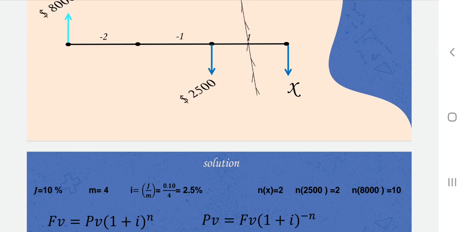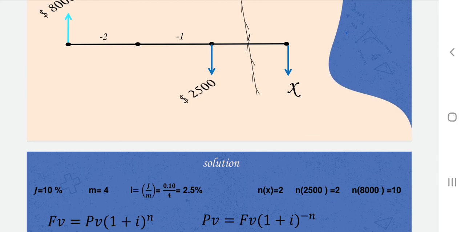times 2, 6 months over 3 equals 2, because every year has 4 periods. Every period equals 3 months. So to get the time for X equals 6 months, and N for X equals 6 over 3, which equals 2.